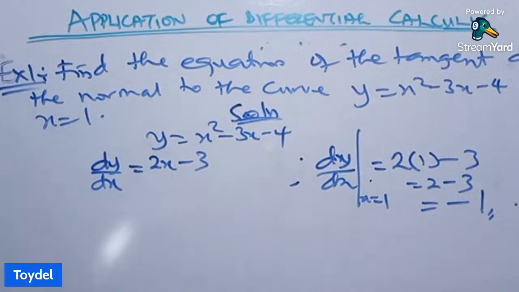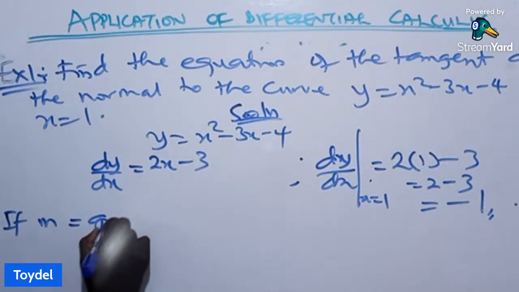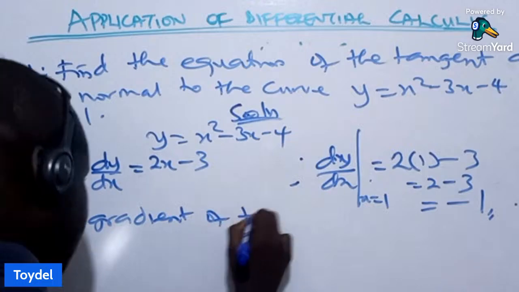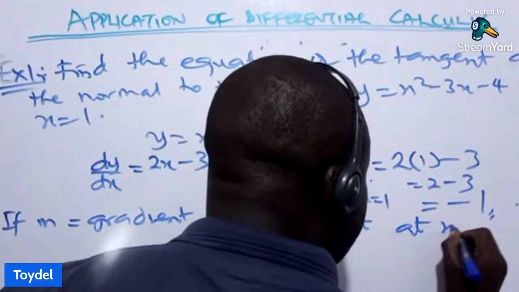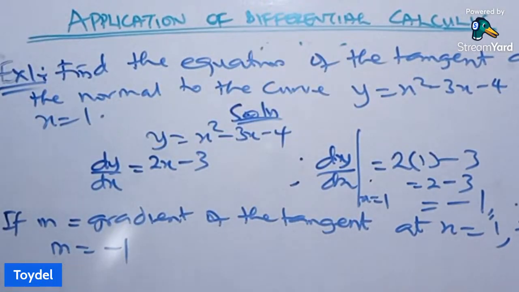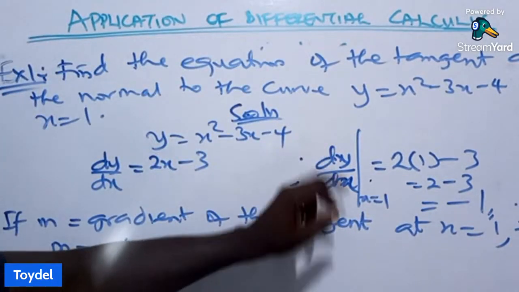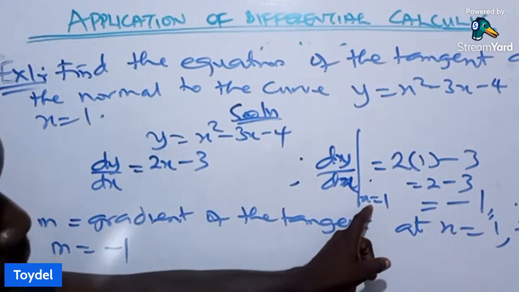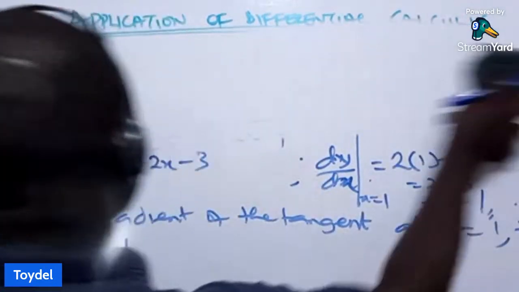So how do we get the equation of the tangent to the curve? Let m equal the gradient of the tangent. If we represent m as the gradient of the tangent at x equal to 1, then m is equal to minus 1. That is, we were able to get this from dy/dx, the derivative, but at that point on the curve, x equal to 1. So this will represent our gradient. That gradient is m equal to minus 1. So from there we continue.